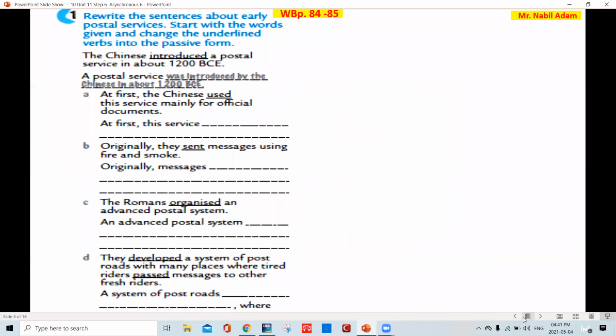Now, you've got here this exercise on workbook. Please open your workbook, page number 84. Rewrite the sentences about early postal services. Start with the words given and change the underlined verbs into the passive form.